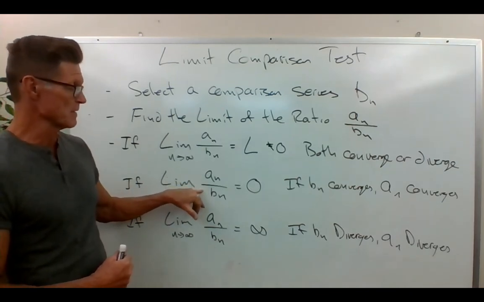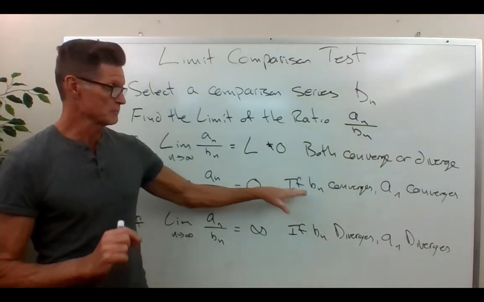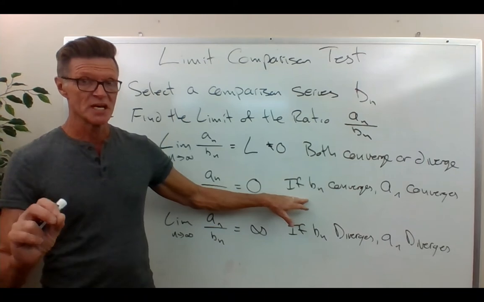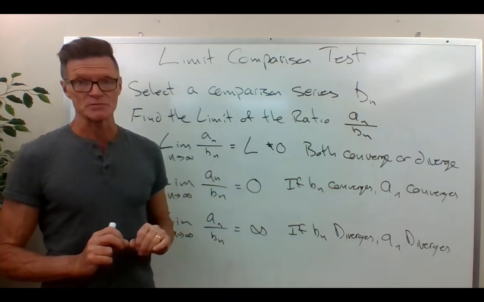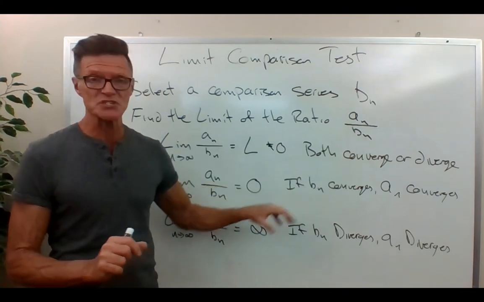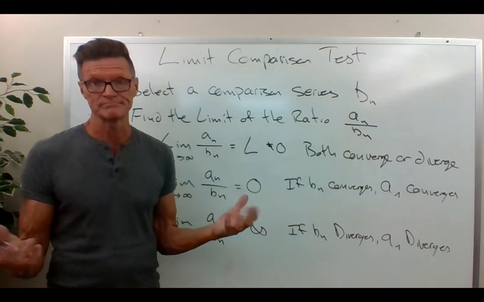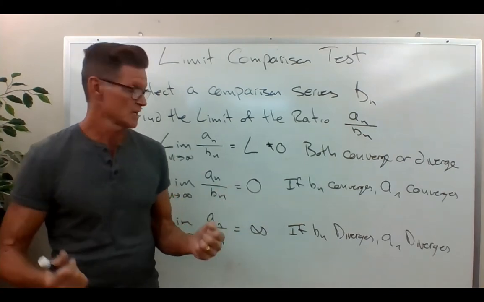The second case is when the limit as n approaches infinity of A sub n divided by B sub n is equal to 0. In this case, if B sub n converges, then A sub n converges. Some people will ask, what happens if my comparison series B sub n diverges? Well, then this doesn't tell us anything. We have to go to another test.